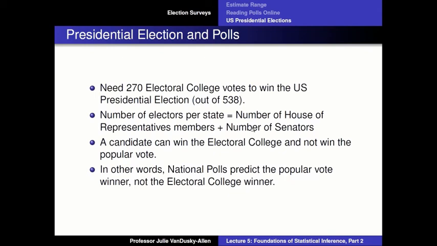But every single U.S. state has 2 senators. So this compensates smaller states. You can be a state like Idaho that's pretty small in terms of population, but still get these 2 senators. That means that smaller states are given a slight edge in the Electoral College. So ultimately, a candidate can win the Electoral College and not win the popular vote if they're slightly less popular in the big states, but a little bit more popular in the smaller states. In other words, national polls predict the popular vote winner, not the Electoral College winner.